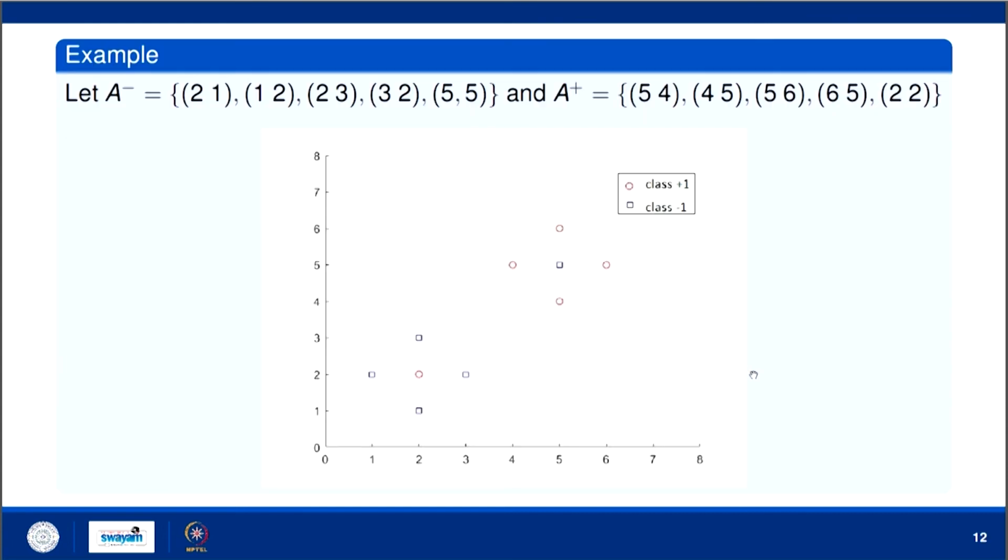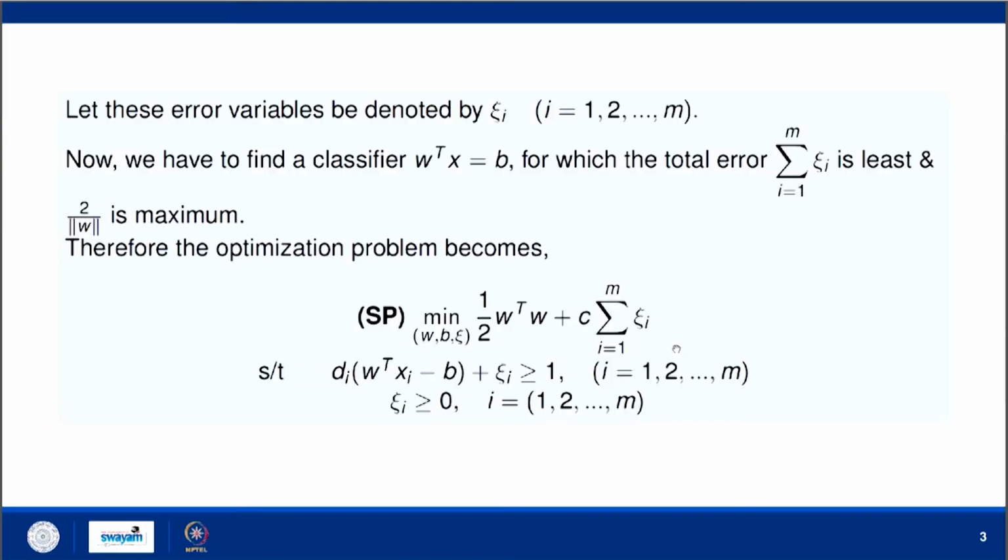Now, let us discuss one example based on this. We have two classes here, minus 1 and plus 1: 5 patterns of the minus 1 class and 5 patterns of the plus 1 class. Of course, these two classes are not linearly separable. So, how can we find the soft margin classifier? We can construct an equivalent quadratic optimization problem which will not only maximize the margin, but also minimize the misclassification error. We will use the same SP model which we have discussed, construct it for this example, solve it and find the best possible soft margin classifier.